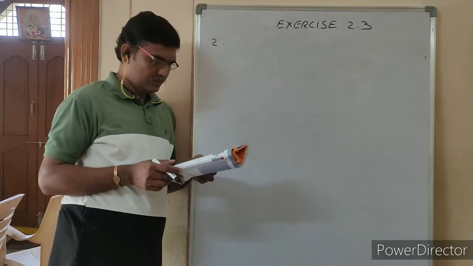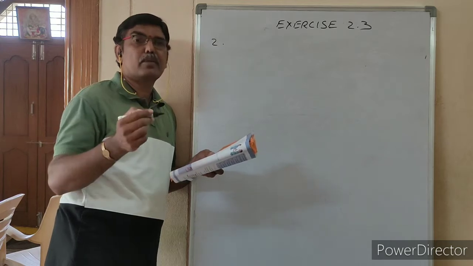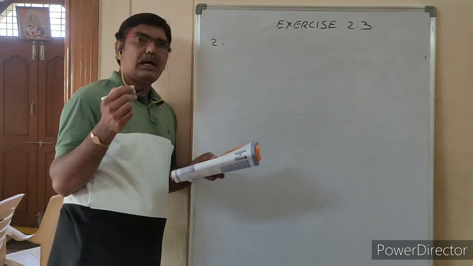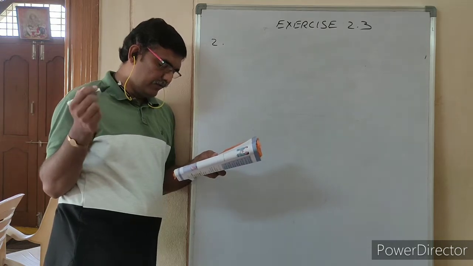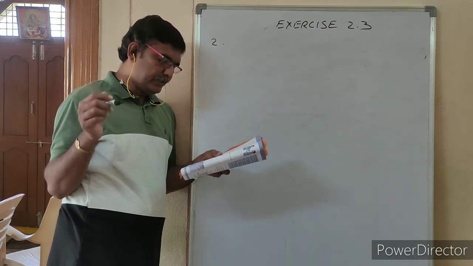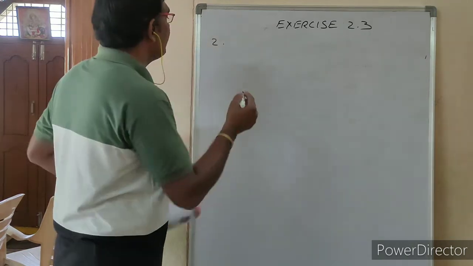Good morning, children. Today in exercise 2.3, from the second problem onwards, we'll continue. I'll read the second problem once. Find the remainder when x cube minus p x square plus 6x minus p is divided by x minus p.